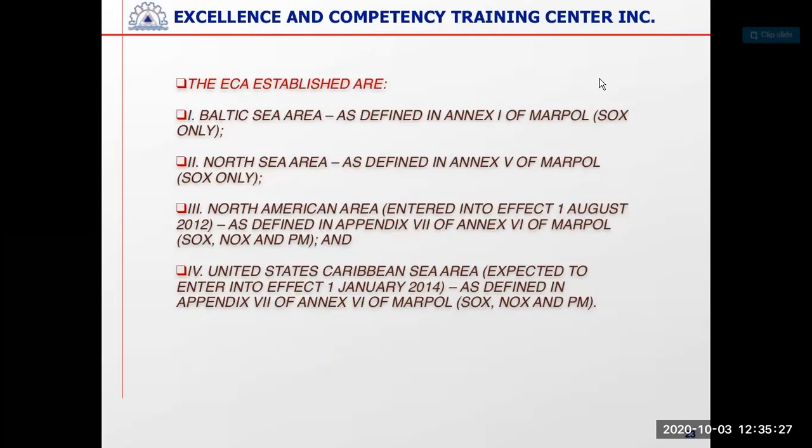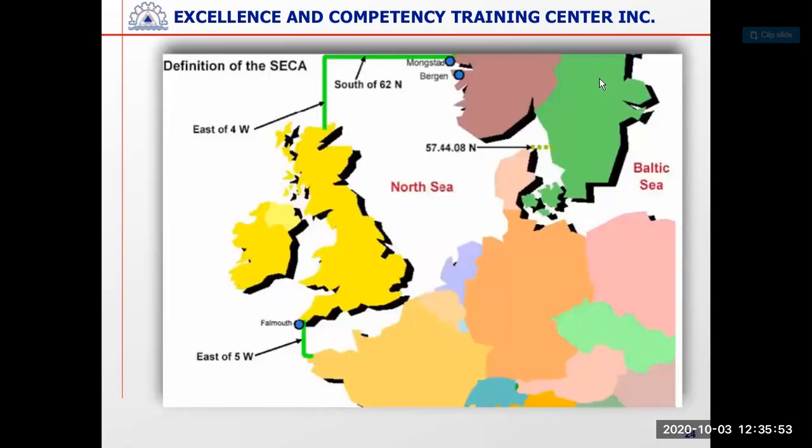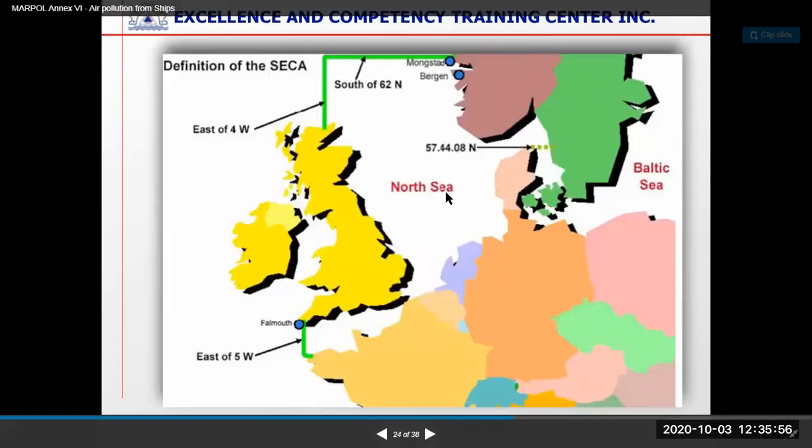Then these are the SECA areas, sulfur emission control areas: the Baltic Sea, North Sea, North American area, Northwest European waters, and United States Caribbean Sea. And slowly all the NOx emission control areas will also be the same as your SECA areas. So this is the diagram you can see. This is your North Sea, Baltic Sea, then your Northwest European waters, Mediterranean.